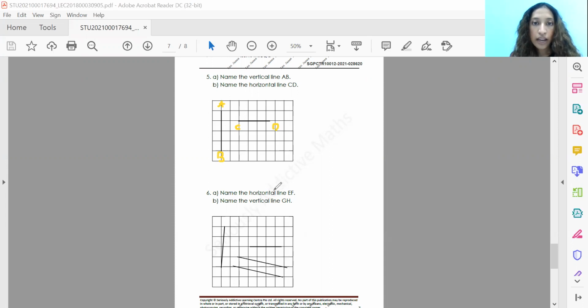Name the horizontal line EF. Where's the horizontal line? Is this horizontal? Nope, it's not. What about this? They're not horizontal. So E and F, it's only this, because they are parallel to the level ground. And then name the vertical line GH. Are there any vertical lines over here? I don't see any. There's only your horizontal line. So there are basically no vertical lines.